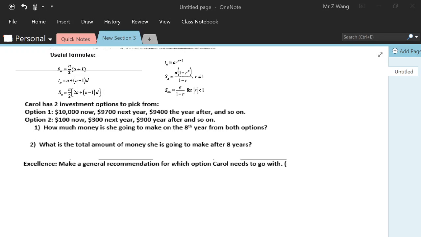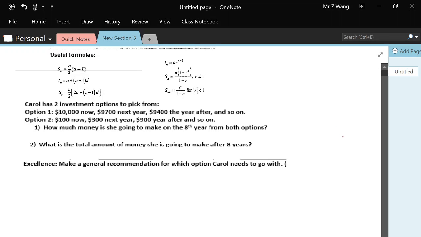Right, this is exactly the same format. You will be given one arithmetic sequence, one geometric sequence, and then you'll be asked about a specific year, and then about the specific total amount after this number of years. And then for the excellent question, you have to figure out which option you need to go with for which particular year.